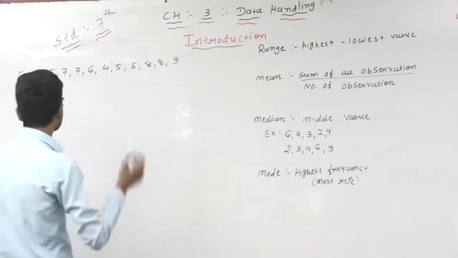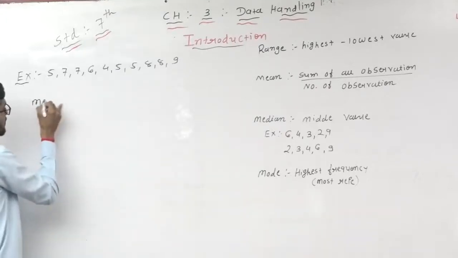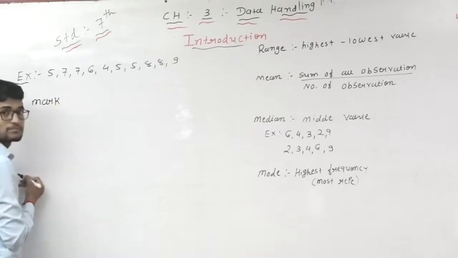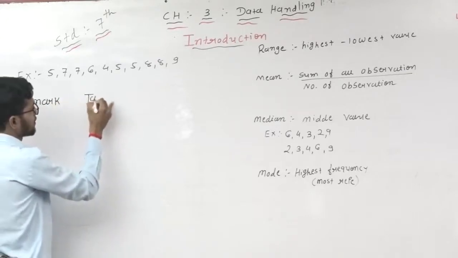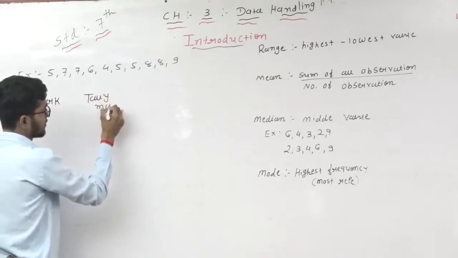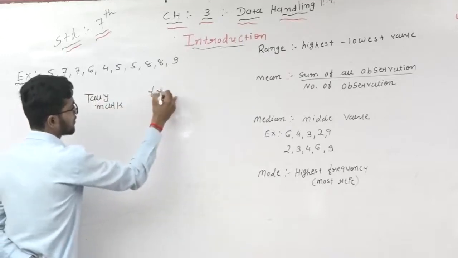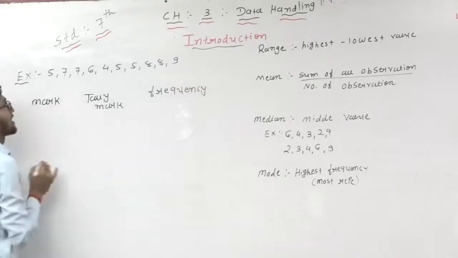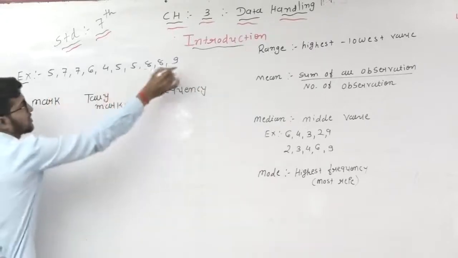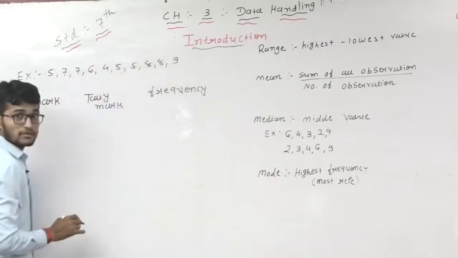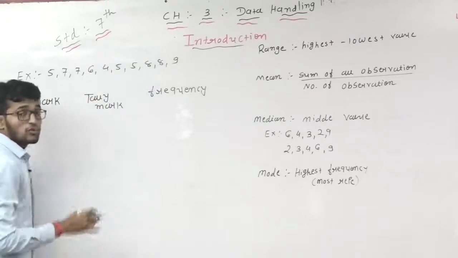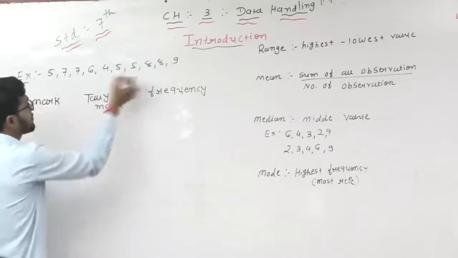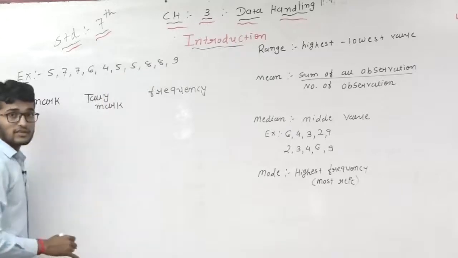So see students, first of all we write the marks, then the tally marks, and then the frequency. Here are the marks. What do you mean by marks? Marks means our marks out of 10, right? Then the tally marks. What do you mean by tally marks? It is the representation of this information, these marks. It's called the tally marks.